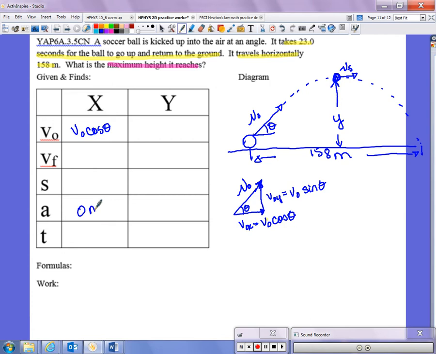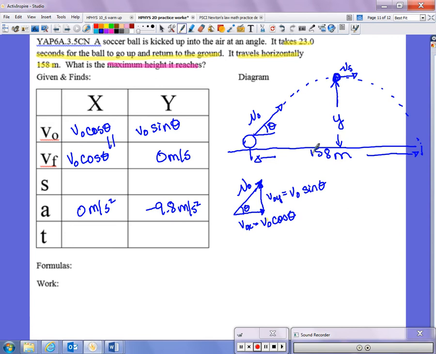We have no acceleration in the x direction, which means my initial and final velocity components in the horizontal direction are the same. I know that this is v naught sine theta, and I know I want to look at this point where the y component of my velocity is 0 meters per second. And we know my acceleration here. So now the question is, what do I do with displacement and time?